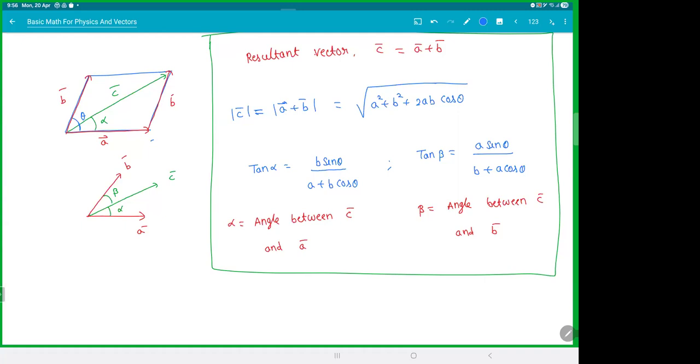All clear with this? Others, do keep your cams on. Anish, Ahna, Dhruv, you have to keep your cams on.